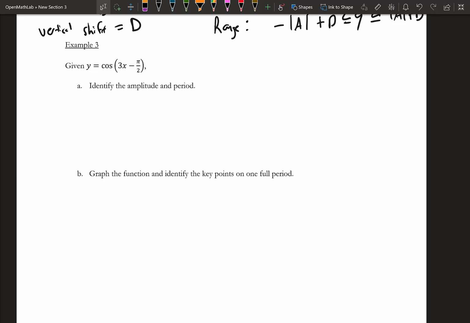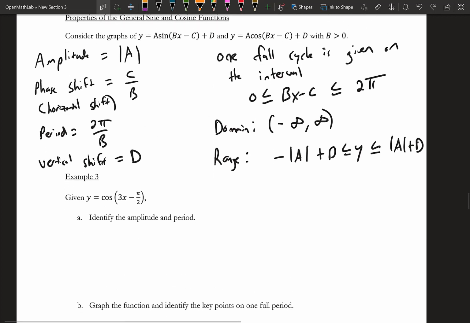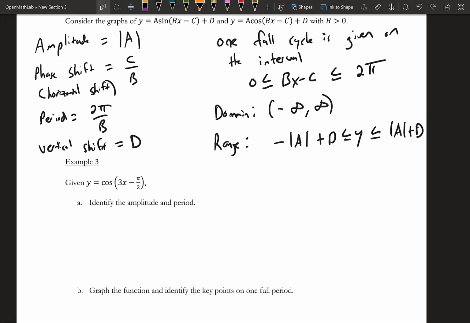Looking at this, if I put a 1 in front, that means that a is equal to 1. We could put a plus 0 at the end too. My b value is going to be 3. My c value is pi over 2, and my d value is 0 then, right? So I can just fill in all these parts.